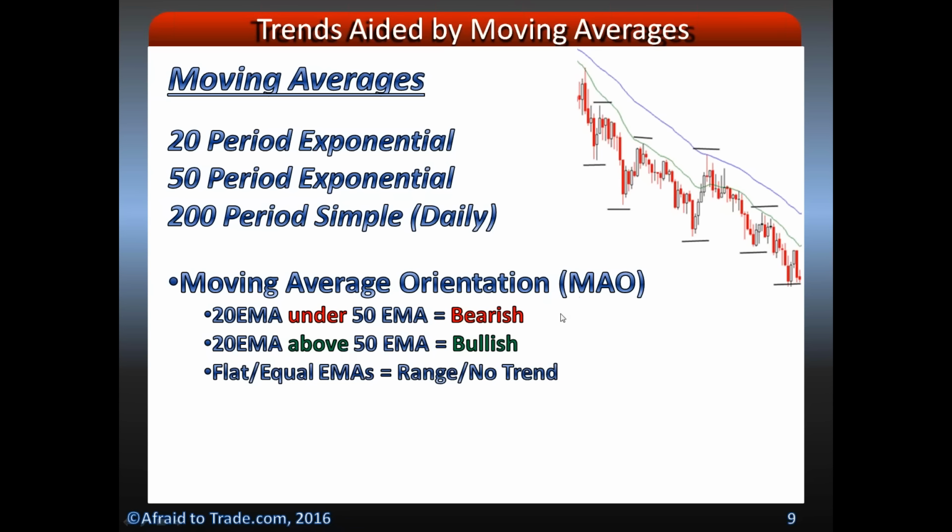We call this the MAO, moving average orientation. When the 20 is under the 50, that green short-term average under the intermediate, it's going to be a downtrend. Simple, but that's how we quantify it. If the 20 short-term is above the 50, that's going to be a bullish trend, and when they are flat, chopping up and down, that's a range, and there isn't a trend.